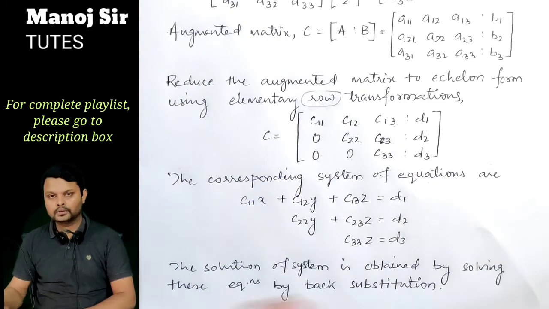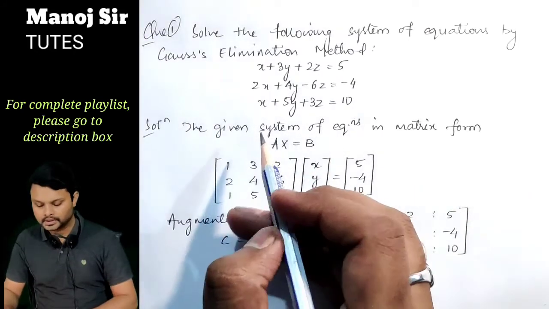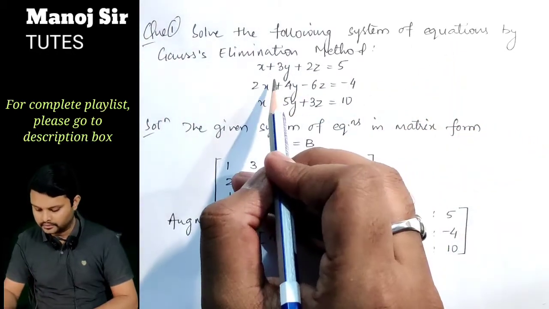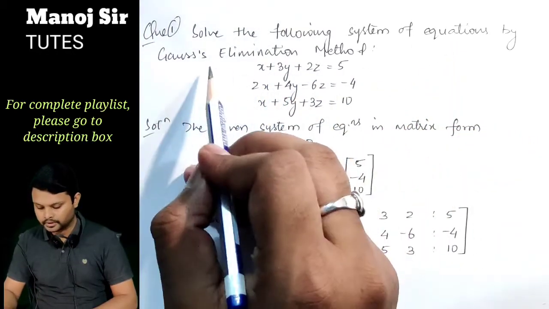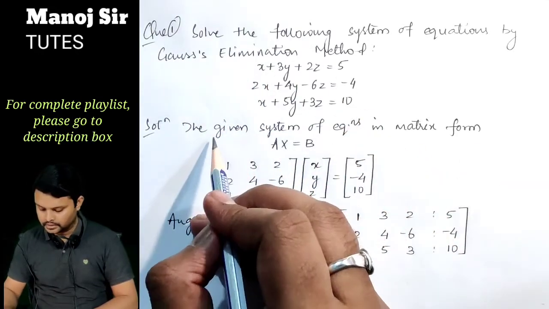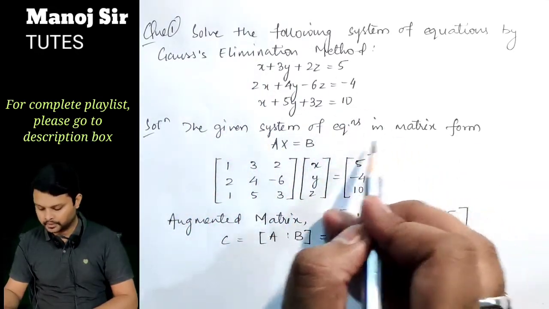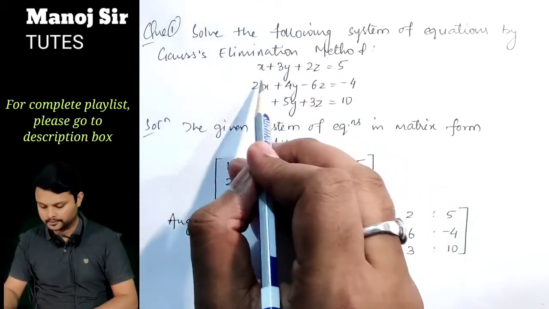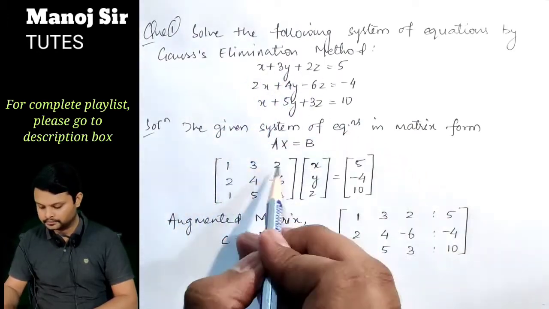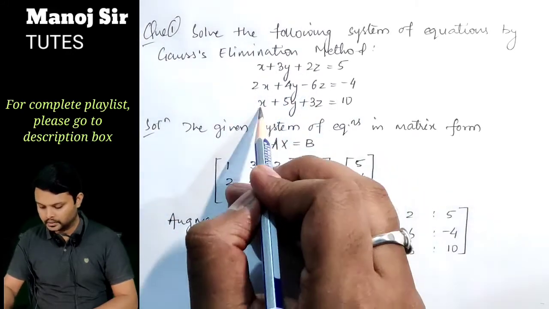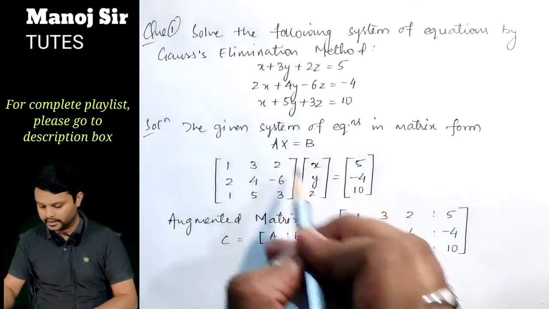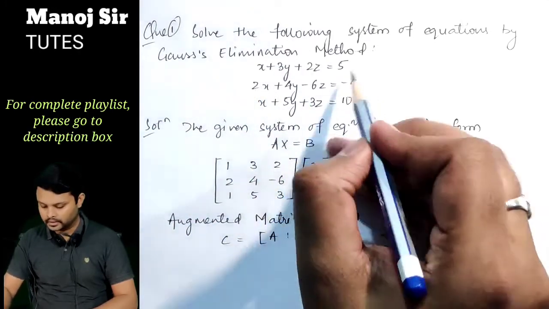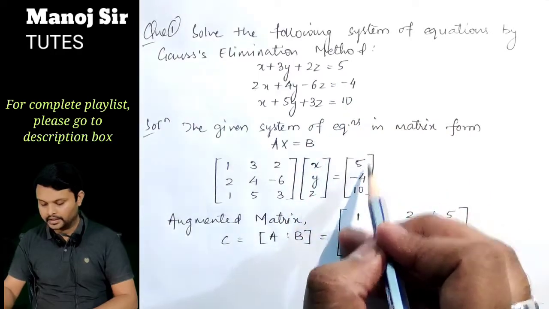Now we are going to solve a very good question. The question says: solve the following system of equations by the Gauss elimination method. So the given system of equations in matrix form can be written as AX = B. What is A? That is the coefficients of x, y and z. Here it is [1, 3, 2; 2, 4, -6; 1, 5, 3]. Then X, that is the variables x, y and z. Now we have to write B, that is 5, -4 and 10.